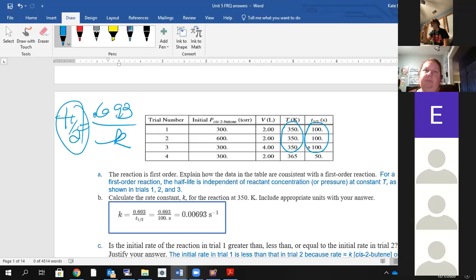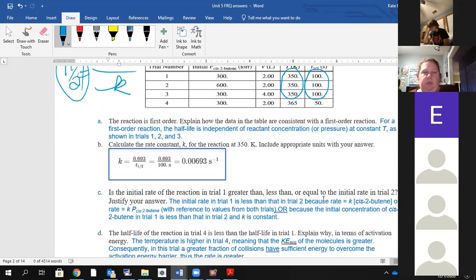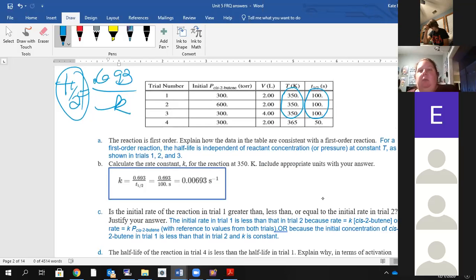And then also C. The initial rate of reaction 1 greater than, less than, or equal to the initial rate in trial 2. So trial 1 and trial 2 have the same temperature, the same volume, but trial 2 has twice the pressure. If we know we're first order, we know that by increasing the concentration, we're going to increase the rate. When I double the concentration for a first order reaction, I also double the rate.